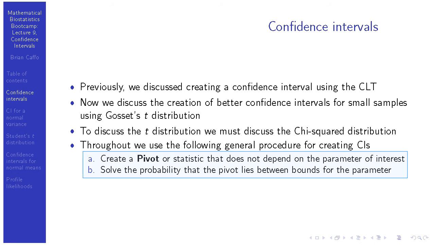Basically, we create a pivot, or a statistic, that doesn't depend on the parameter of interest. I should say we create a pivot or a statistic whose distribution doesn't depend on the parameter of interest. For example, with the central limit theorem, if you take a sample mean, subtract off the population mean that you're interested in, and divide by the standard error, that statistic clearly depends on the parameter of interest, but the distribution of that statistic, at least in the limit, doesn't. Then after we've created that pivot, we solve the probability that the pivot lies between bounds for the parameter. That's the general strategy we'll go through.